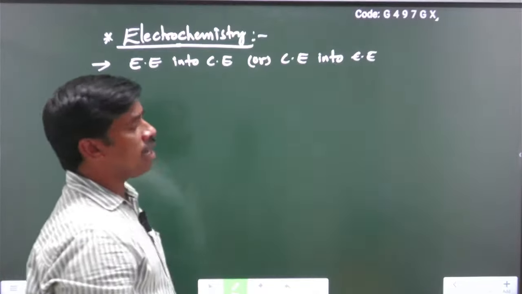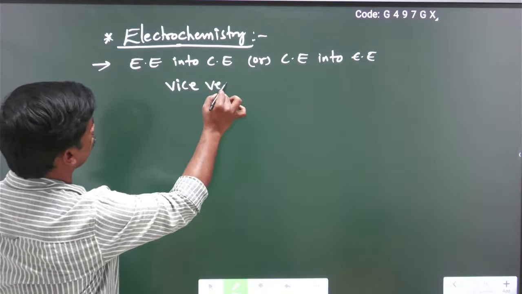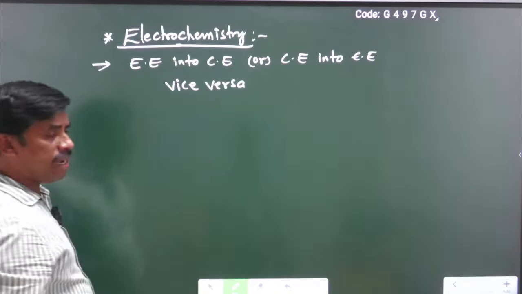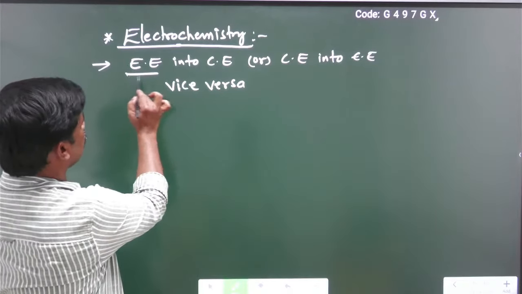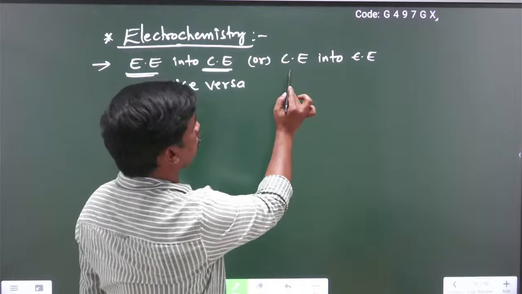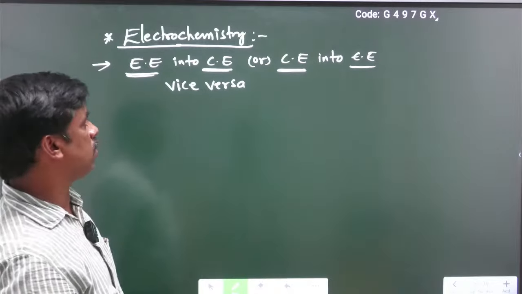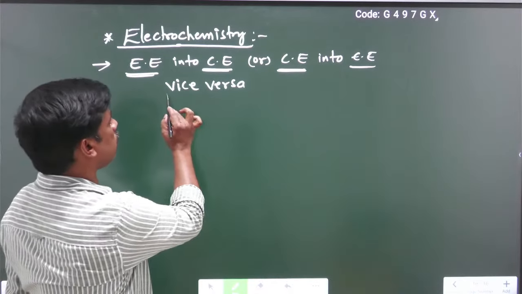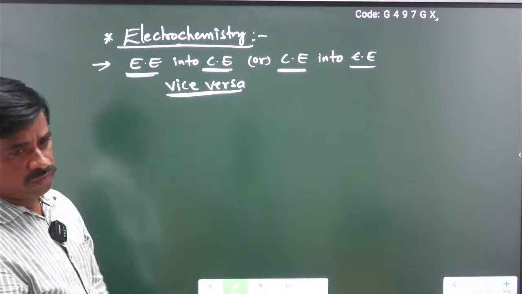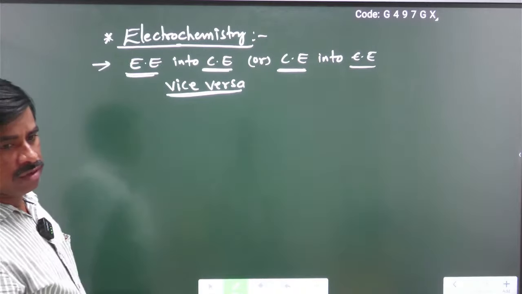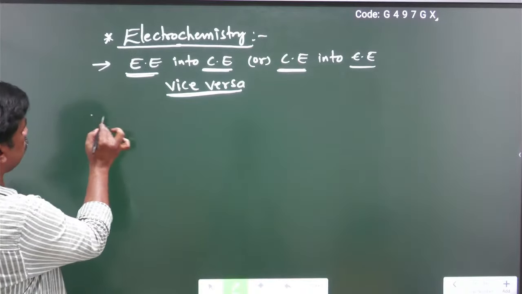Chemical energy into electrical energy, which is also called what more? Vice versa. Enter electrochemistry, what phenomenon is going on? Either electrical energy is converted into chemical energy, or chemical energy is converted into electrical energy. I am not going to give a complete introduction; here I will discuss what is in the syllabus.